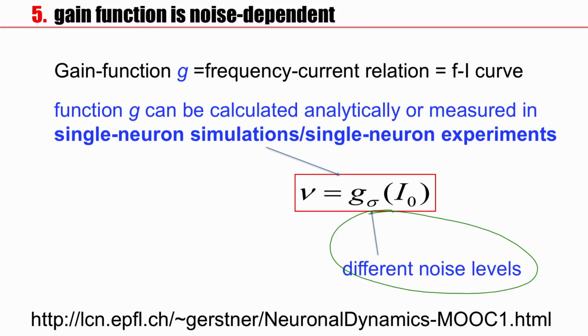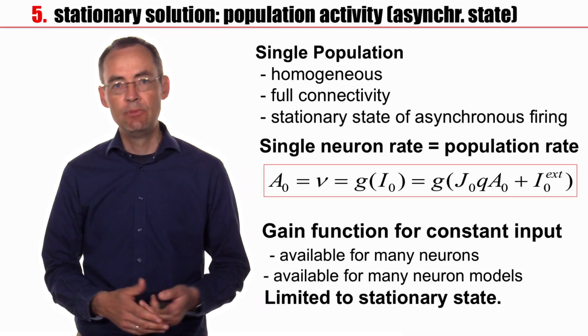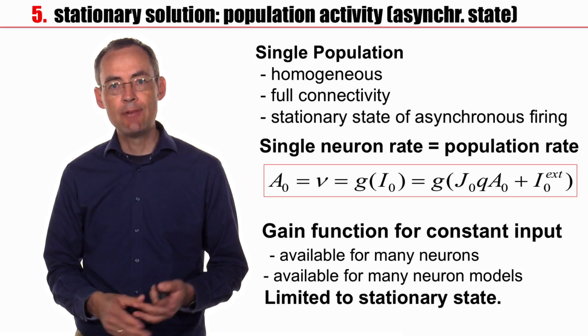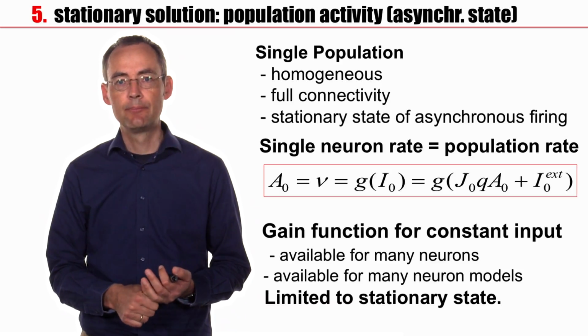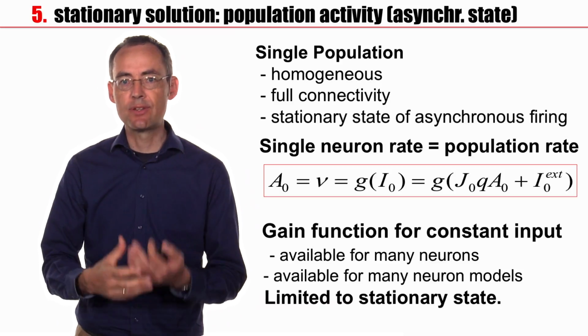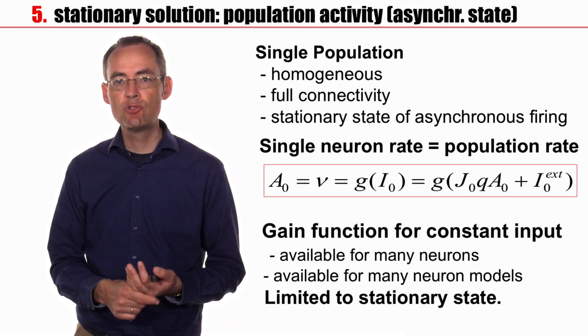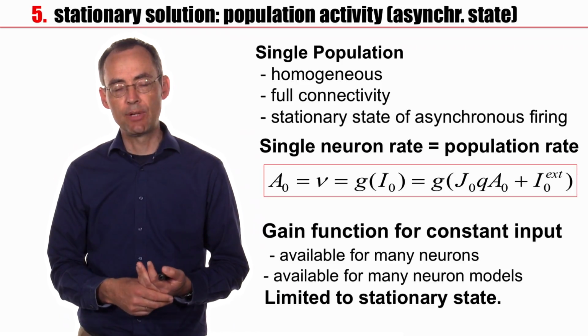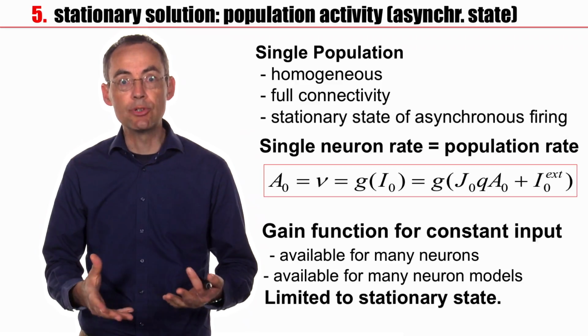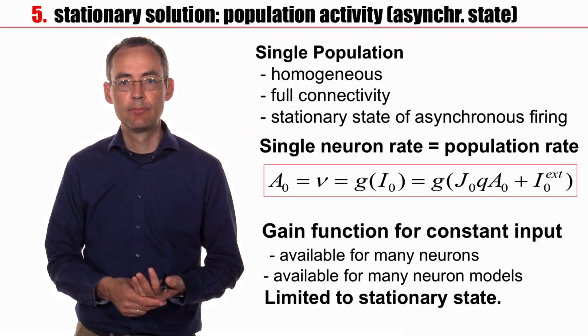So let me summarize what we have seen so far. We have looked at a single population. We have assumed that it's homogeneous, which means all neurons are the same. They have the same parameters. They are of the same type. We have assumed full connectivity, and we looked at the stationary state for asynchronous firing. And then we exploited that the single neuron rate is equal to the population rate, and we could just write down the formula for the population activity, and we could solve it graphically.